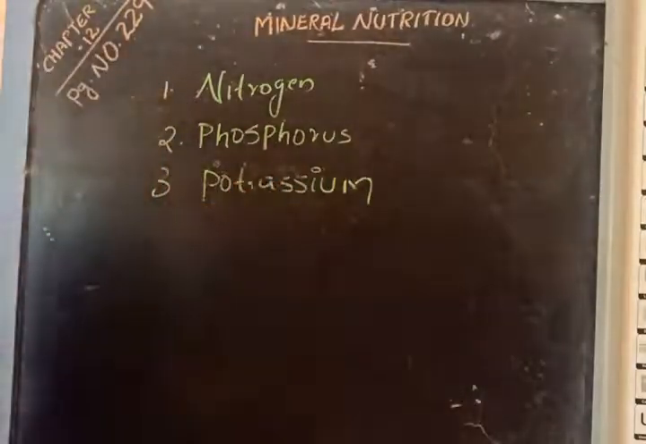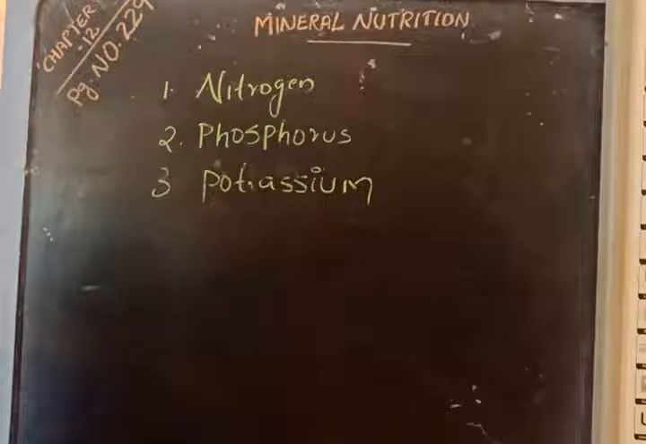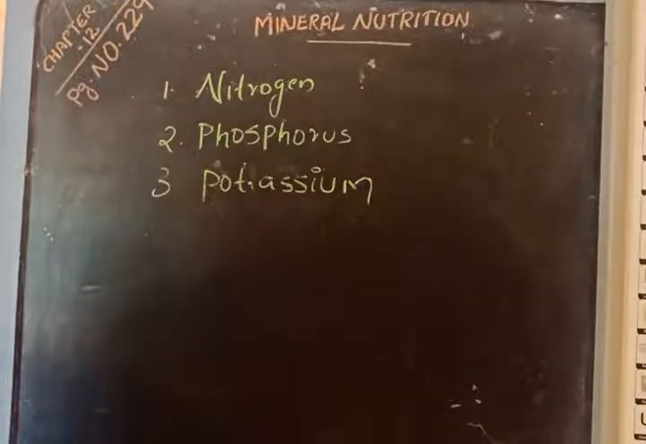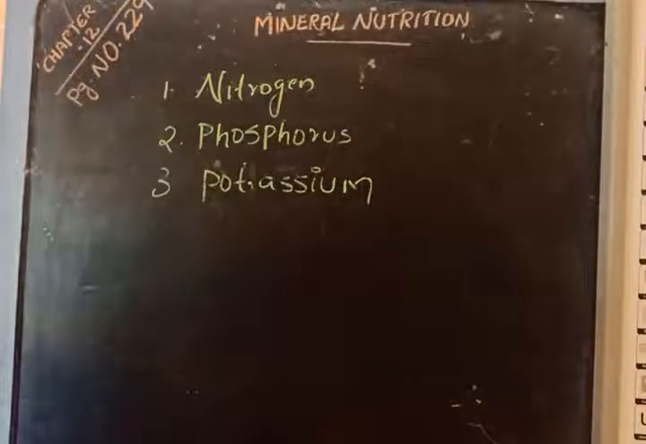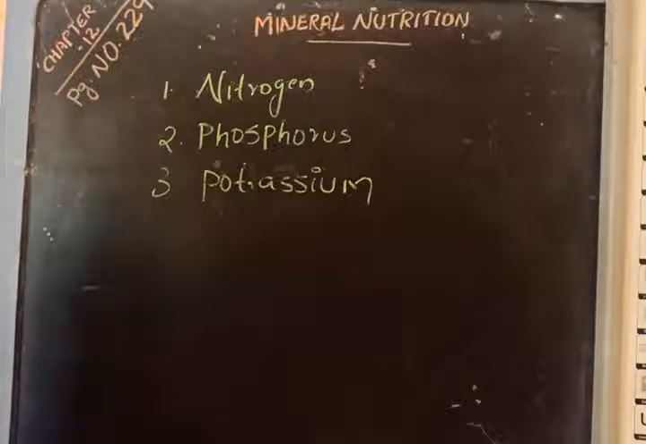The third micronutrient is potassium. Potassium maintains turgidity and osmotic potential of the cell, opening and closure of stomata, and phloem translocation. It stimulates activity of enzymes, anions and cations by ion exchange.